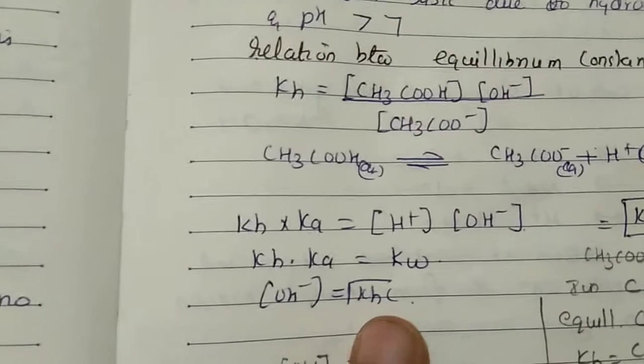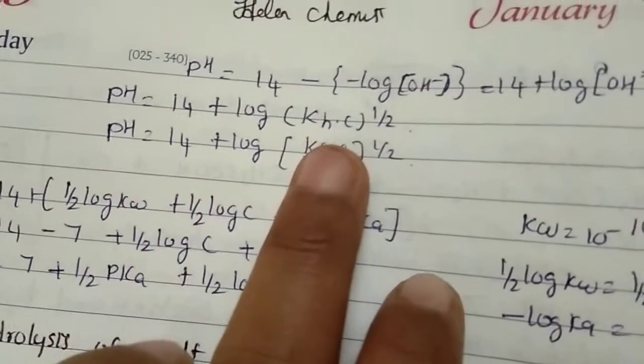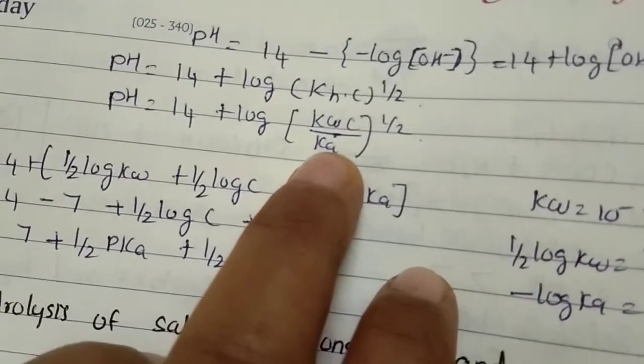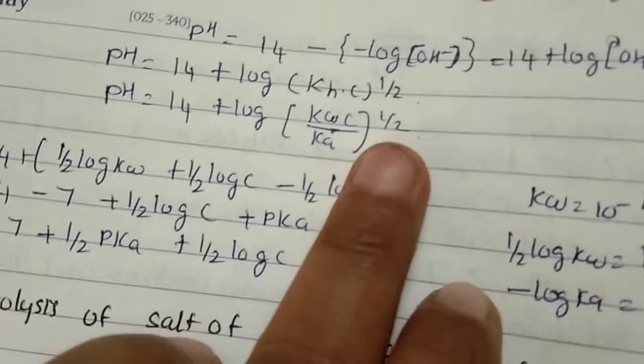What is the OH value? OH equals root of KhC, so Kh times C to the power 1 by 2. pH equals 14 plus log of Kh value, which we already found in the previous one: Kw by Ka into C, to the power 1 by 2.